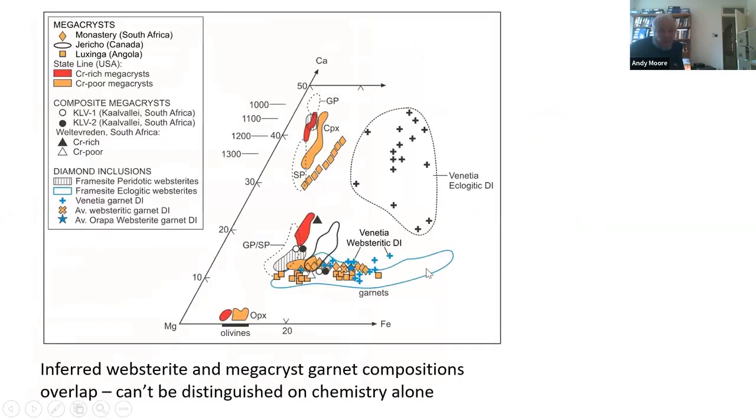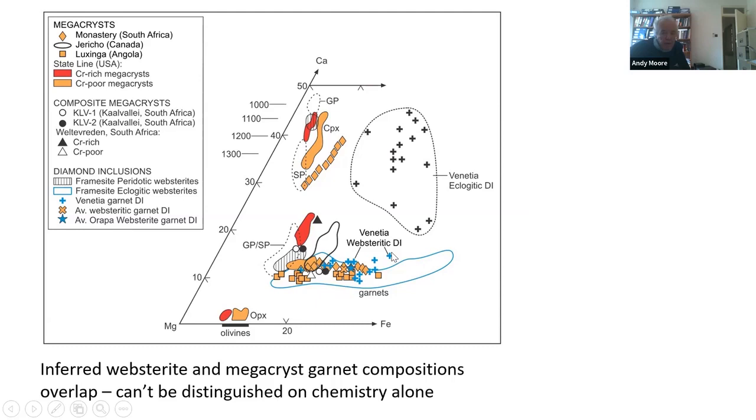In terms of composition, this blue line shows the range of compositions of garnet inclusions from a group of samples from the Vienna Museum in Austria. The provenance of these framesites isn't certain, but it's believed to be Southern Africa and probably Botswana. And it's characterized by a range in Mg#, but relatively invariant low calcium contents. And this is typical of websterites. So on this basis, these have been classified as websteritic.